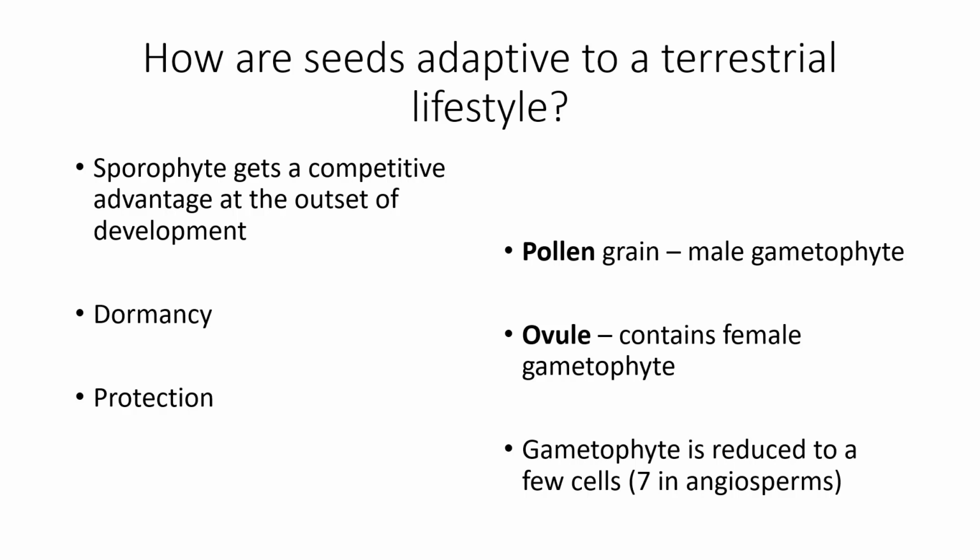The pollen grain is the male gametophyte, and it's going to travel in the air or on an animal for great distances, which allows plants to fertilize other plants that they can't even see. The ovule is part of a plant that contains the female gametophyte, and these are specialized parts of the plant to receive pollen grains. The gametophyte can be very small, even reduced to a few cells. Only 7 cells are used for the female gametophyte in the angiosperms.